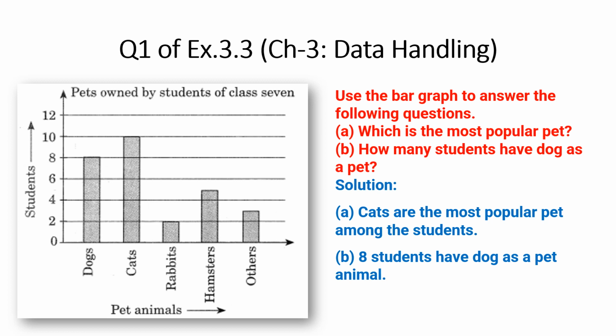So the first question says, use a bar graph to answer the following questions. First is, which is the most popular pet? So if you observe the graph here carefully, then the highest bar over here is at cats. Okay, so the answer is cats are the most popular pet among the students.